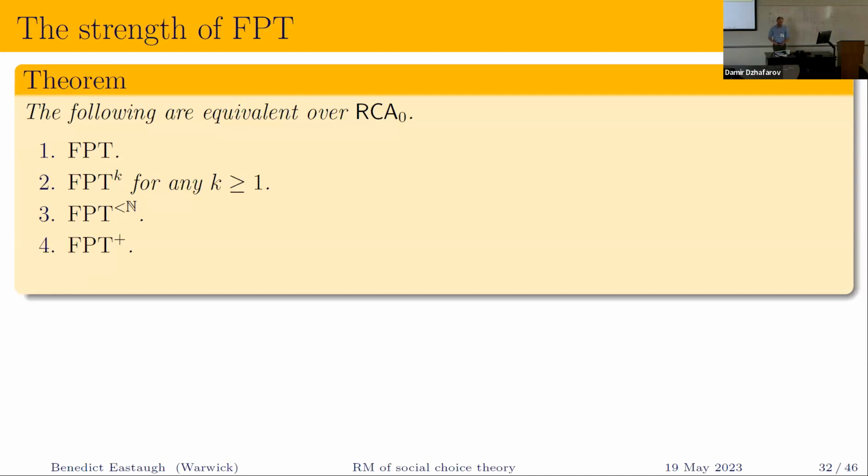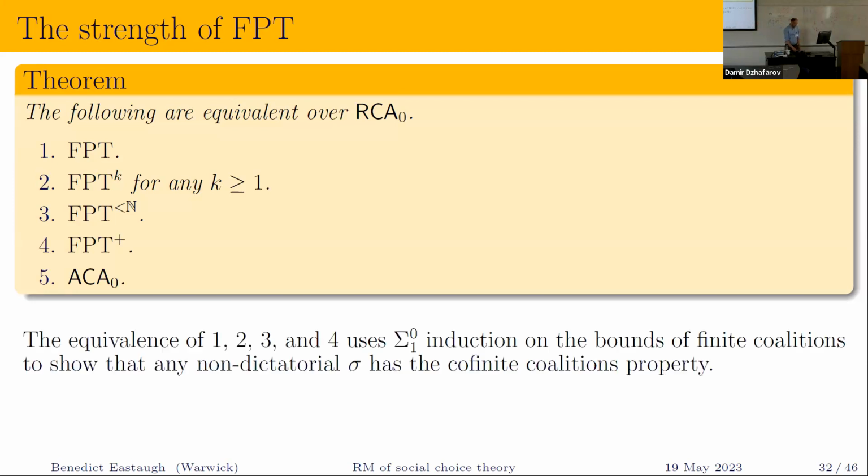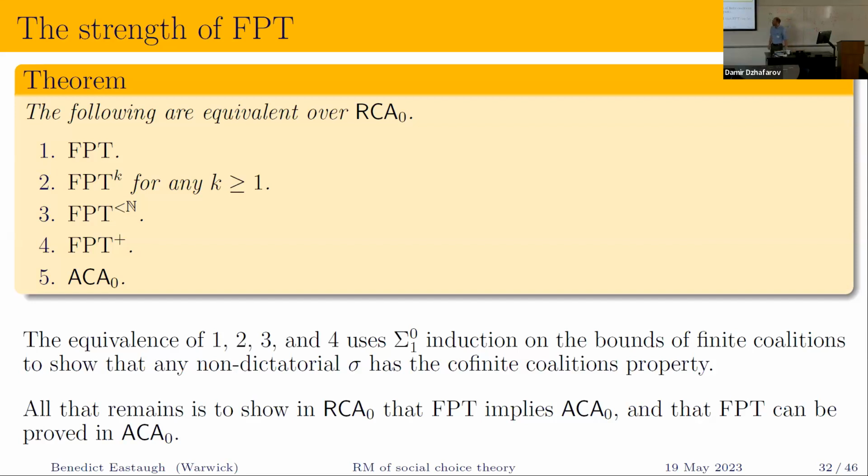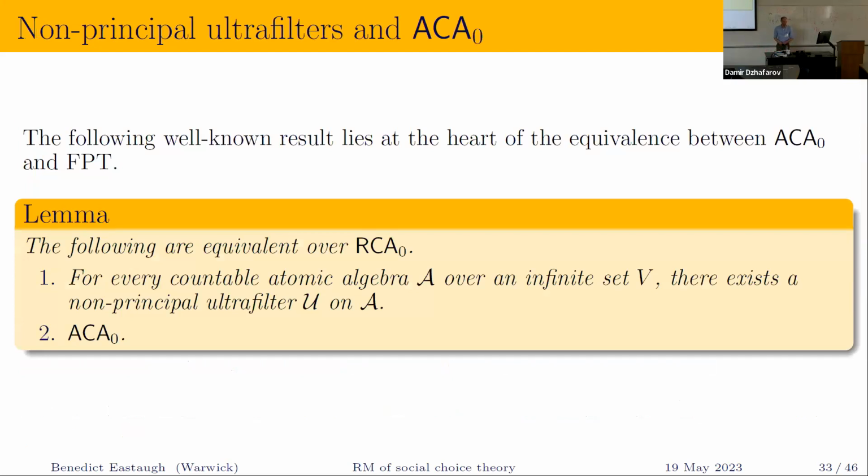Proving this is just, you do a Sigma_1 induction showing that basically, all you need to prove really is that 1 implies 4. So you just show, okay, if I've got a coalition of size k, then its complement is sigma-decisive, and you just do induction. But these are also all equivalent to ACA0, as you might expect. So we've got the equivalence of 1, 2, 3, and 4. So all we need to do is show that FPT implies ACA0, and that FPT can be proved in ACA0. So to do that, we just use the following well-known result that over RCA0, ACA0 is equivalent to the statement that whenever you have a countable atomic algebra over an infinite set, there's a non-principal ultrafilter on that algebra. It's just a minor variation, but a well-known equivalence.